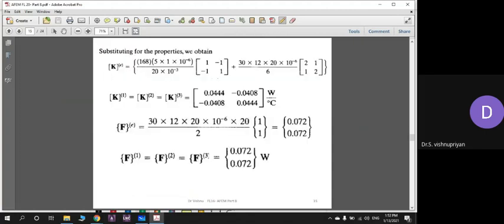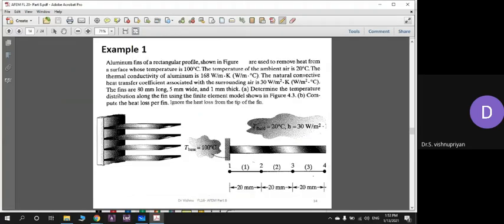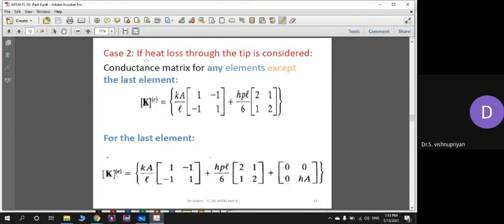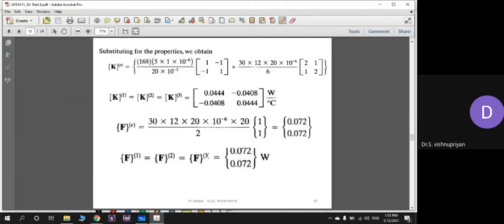So let us start with writing the conductance matrix for each element. But if you see the problem, all the elements are the same in terms of length, in terms of area, in terms of K. So nothing will change. If you find the conductance matrix for one element, that will be the same for all the elements. Now, this is kA over L. So this is K, 168 is given as K.